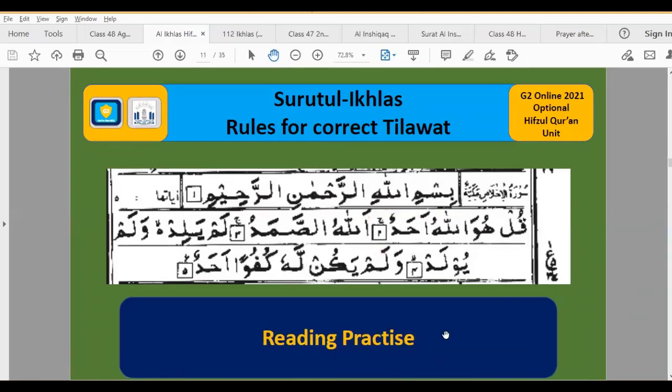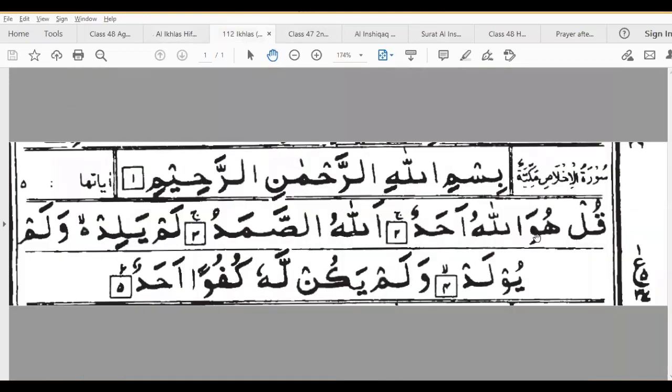Okay, so what we're going to do now is we're going to quickly practice reciting this verse over here. Okay, so on your screens, I've made it a bit bigger for you so it's a bit easier. So if you could have a student on the mic, please. Yeah, could we have G2241?